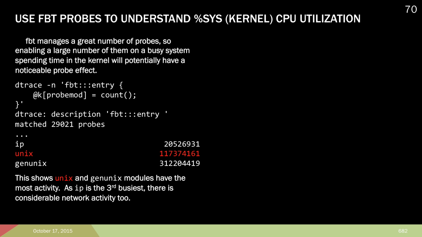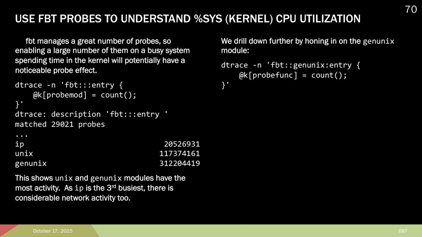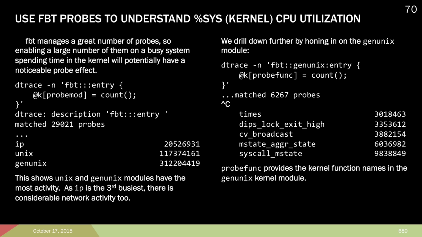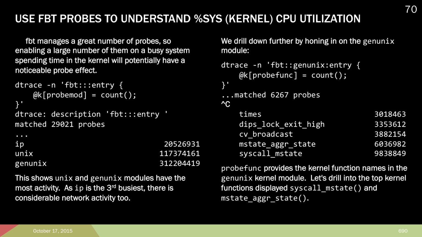This shows unix and genunix have the most activity, and as ip is the third busiest, there's also considerable network activity too. We'll drill down further by honing in on the genunix module and count function entries for genunix probes by probe function. probefunc provides the kernel function names in the genunix kernel module.